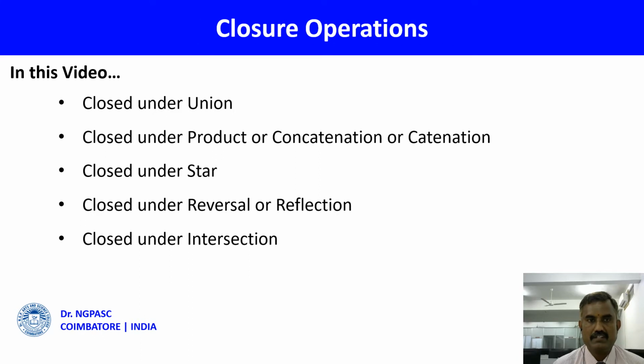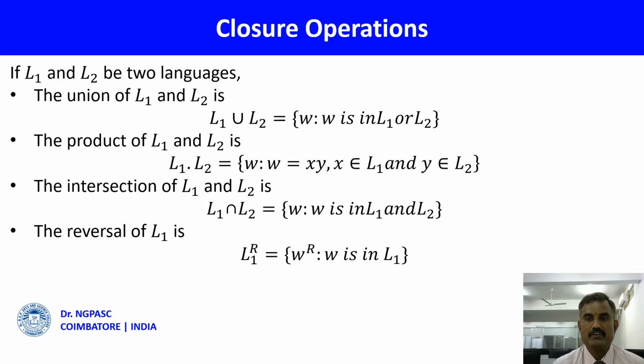In this video we cover the following: closure under union, closure under product or concatenation, closure under star, closure under reversal or reflection, and finally closure under intersection. Before going to see these operations, we learn about regular sets.